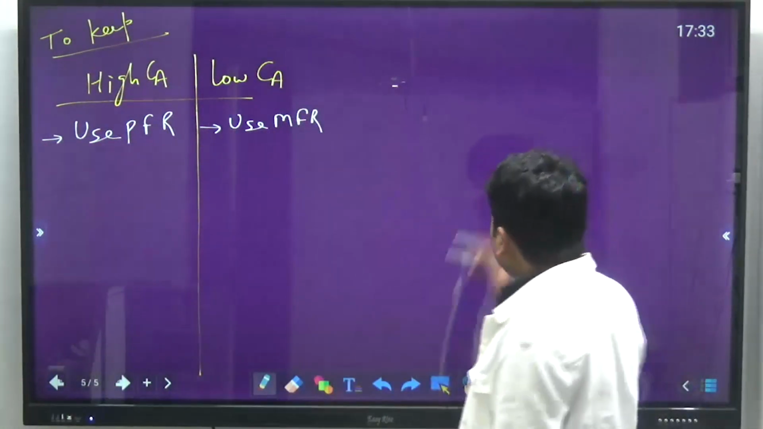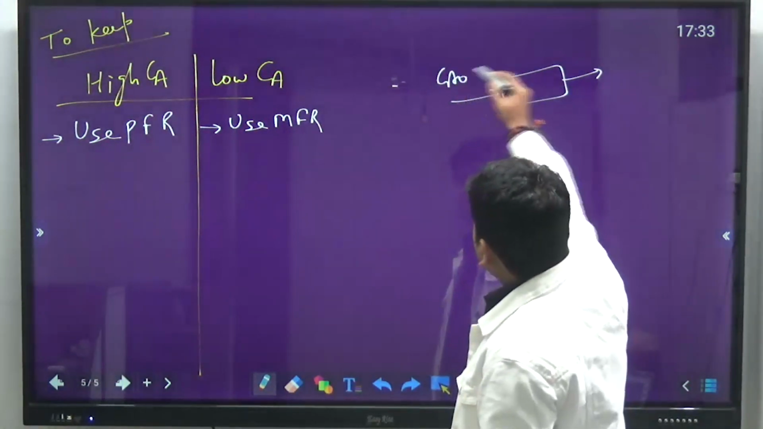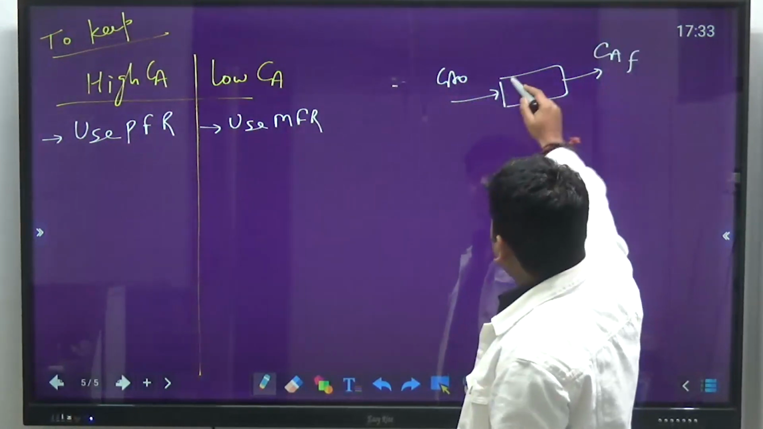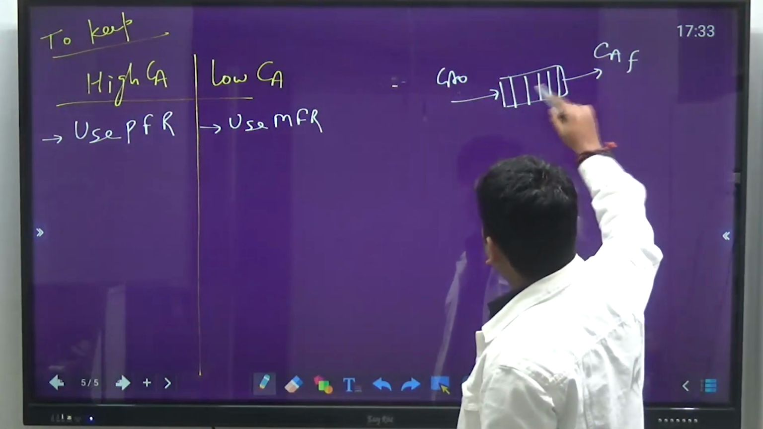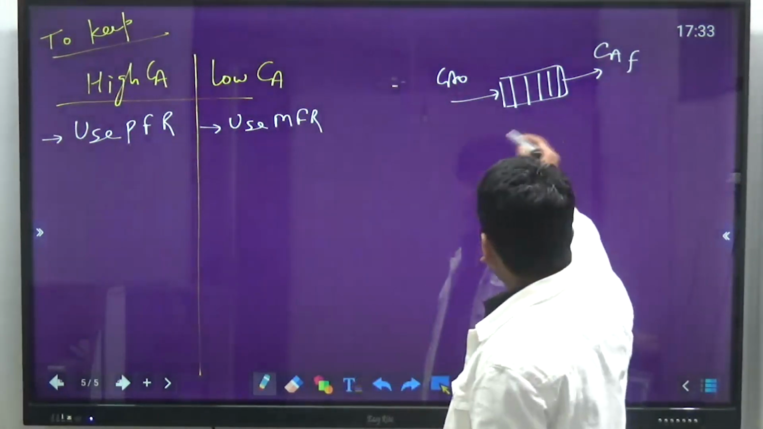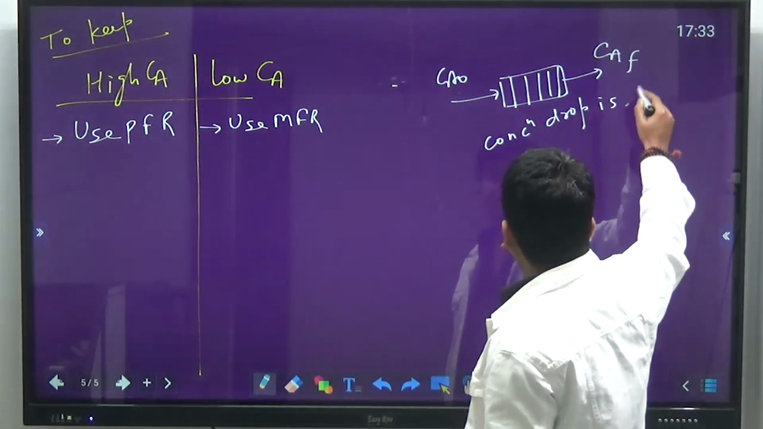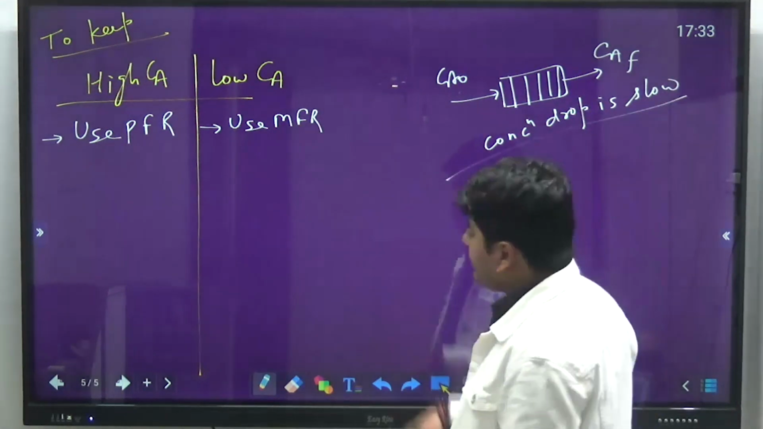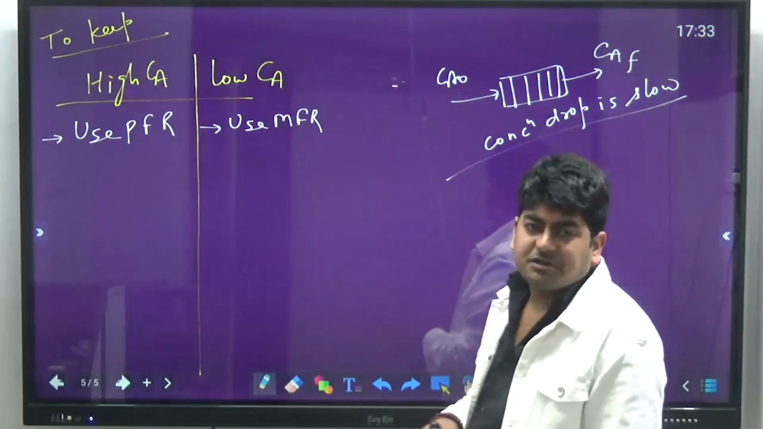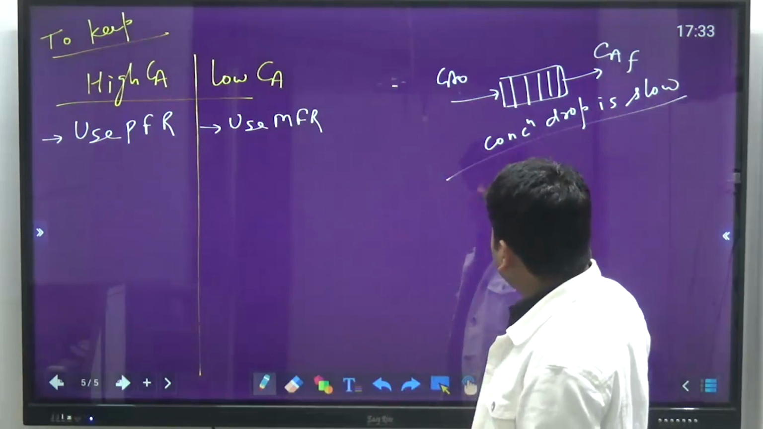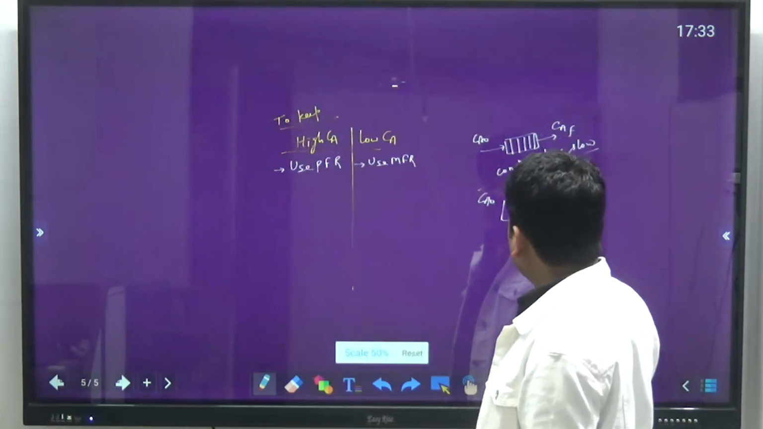Why? Because we have seen that in the last class. In case of PFR, here concentration is Ca0, here concentration is Cf. So concentration will reduce from Ca0 to Ca1, then Ca2, Ca3, Ca4, Ca5 and so on up to Cf. So here the concentration drop is slow, gradual. So it is easy to keep higher concentration within the reactor since the concentration drop is quite slow. But if I talk about the MFR, this is Ca0.